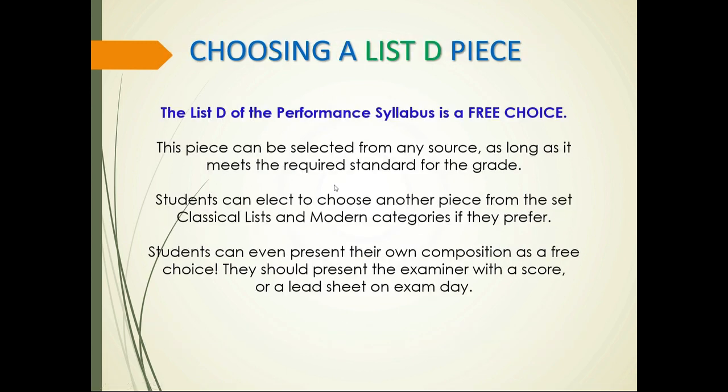Choosing a list D piece. The list D of the performance syllabus is a free choice list. This piece can be selected from any source as long as it meets the required standard for the grade. Students can elect to choose another piece from the set classical lists and modern categories if they prefer. Students can even present their own composition as a free choice. They should present the examiner with a score or a lead sheet on exam day.